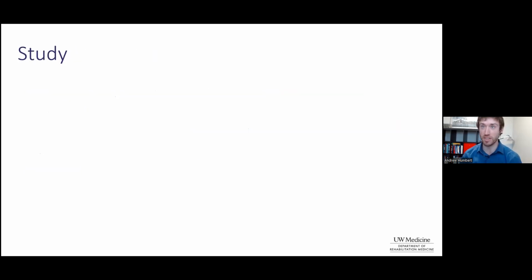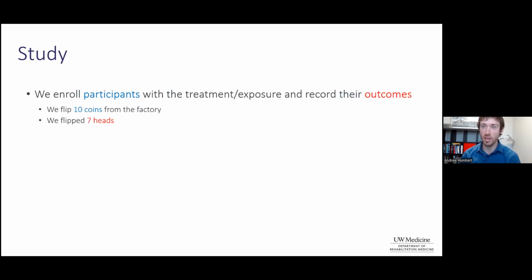So we need to actually go ahead and get that data. And that's where a classic study comes in. In this study, we're going to enroll participants, which in this case are coins. I'm going to enroll 10 coins from the factory, and I'm going to record their outcomes. I'm going to flip those 10 coins and observe how many of those were heads, how many were tails. In this case, I flipped 7 heads.